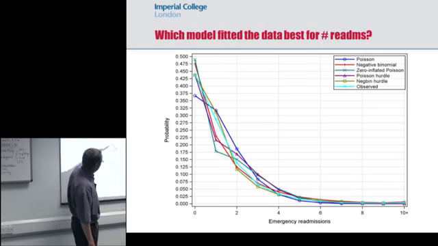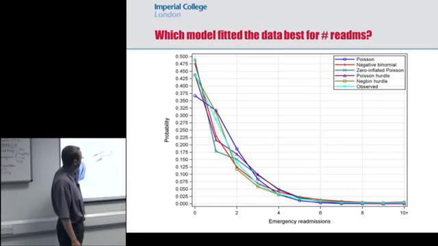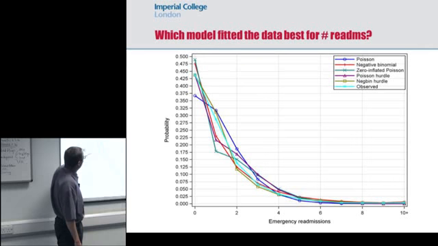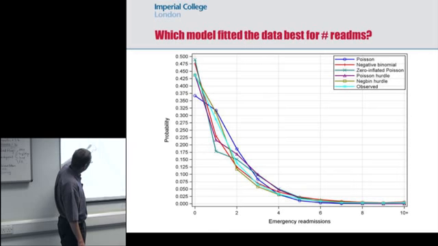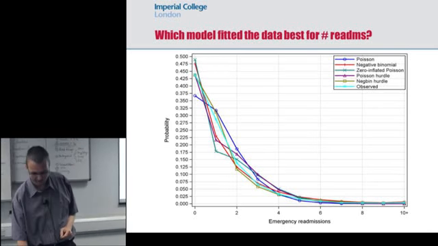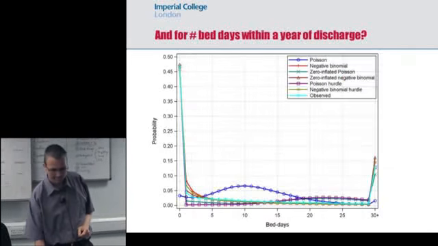The easiest thing is to just fit a Poisson model, which turns out to do pretty badly. It's too low there, it's too big there, it's a bit rubbish. Whereas these other various fancy ones are in general much better, particularly some hurdle models. So all those other ones tend to fit better for number of readmissions.